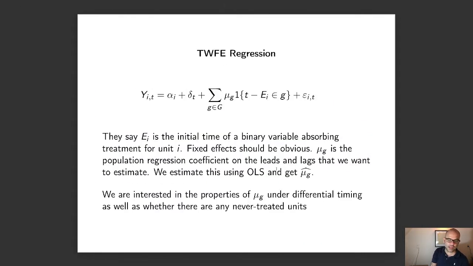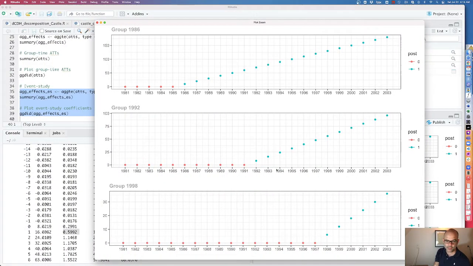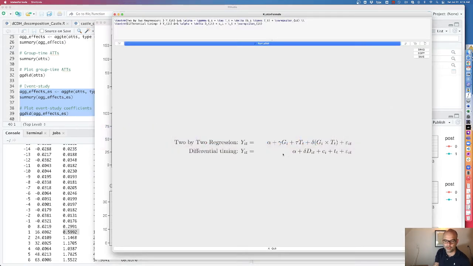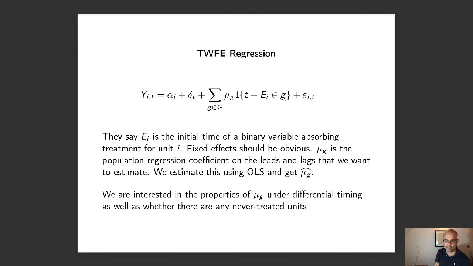Okay. So this is the two-way fixed effects regression. This is essentially the differential timing regression. It's just going to be regressing y onto the treatment dummy with fixed effects. So this right here is the static regression. Oh no, yeah, this is the mu g. This is everything. These are the sum of all coefficients. So this is going to be basically every single lead and lag. And we're interested in the properties of mu g. This is what we want to know. What is mu g under differential timing, as well as whether there are any never treated units. Okay.